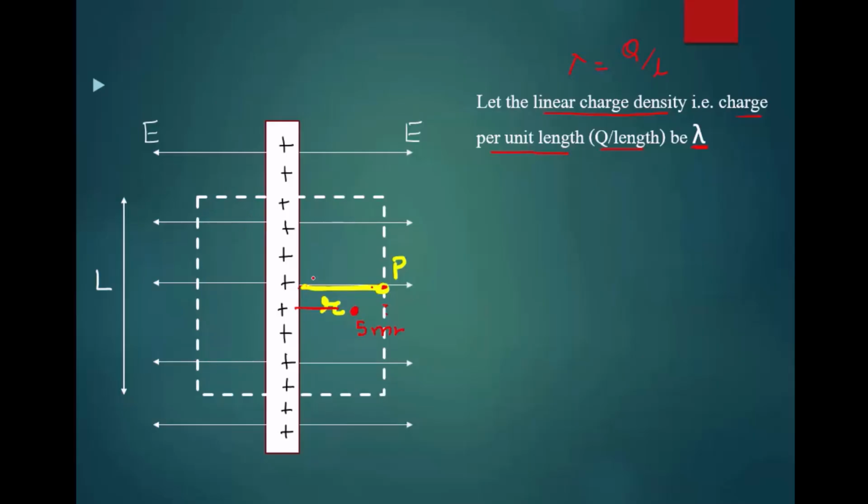So we choose the size in such a way that the radius of the cylinder is equal to the distance at which we want to measure the electric field. So that is r, and the length of the cylinder, or the height of the cylinder, whatever we call it, is L. So I have chosen this Gaussian surface around this particular wire.